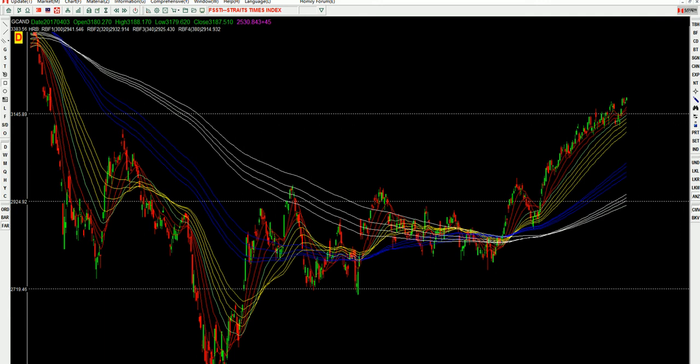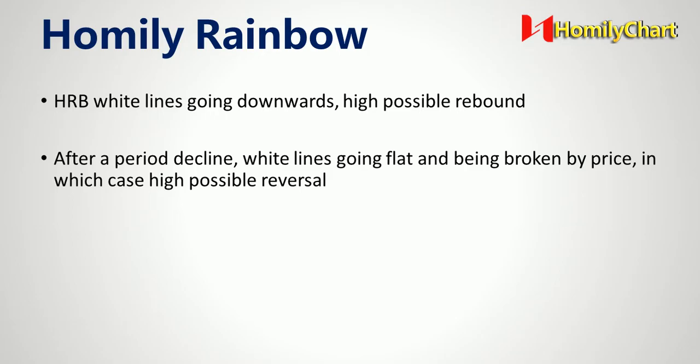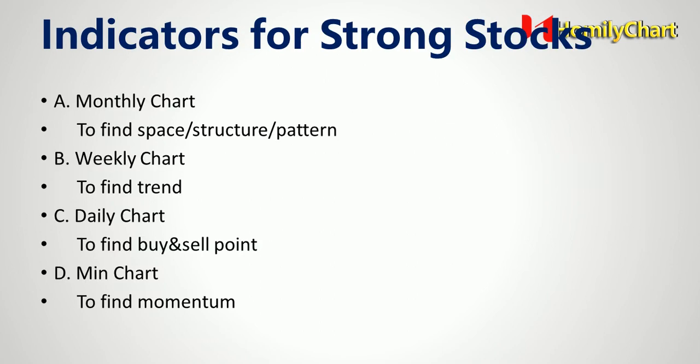So we can see this one. Is this an uptrend or downtrend for the market? Uptrend, right? Because we can see the white line, the yellow line, the red line and the blue line are all up. And we can see the long-term trend, medium-term trend, and short-term trend are also good. Okay? So, homely rainbow, HRB: white line going downwards, high possible rebound. After a period of decline, white line going flat and below broken by price, in which case high possible reversal. Okay, so we can see this one.